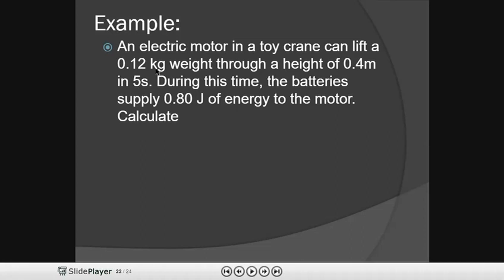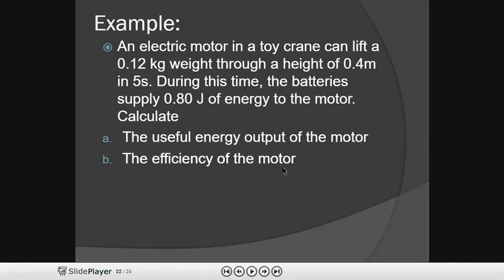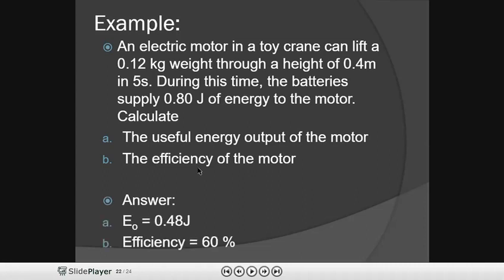This will be the work done. This will be the useful energy output, divided by the total energy input 0.80. This will give you the efficiency, and multiply it by 100%. So the useful energy output of the motor will actually be the work done. Then the second thing is the efficiency of the motor: work done over 0.80 multiplied by 100%. This will give you the efficiency of the motor. Then the answers will be 0.848 joules and the efficiency will be 60%.